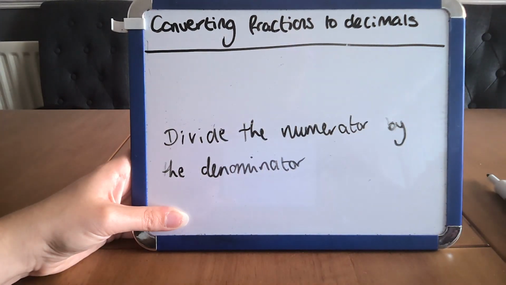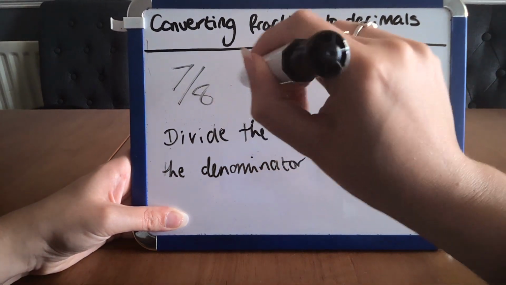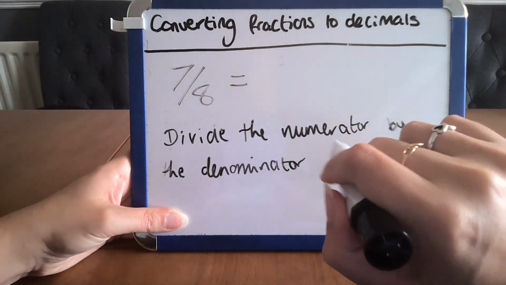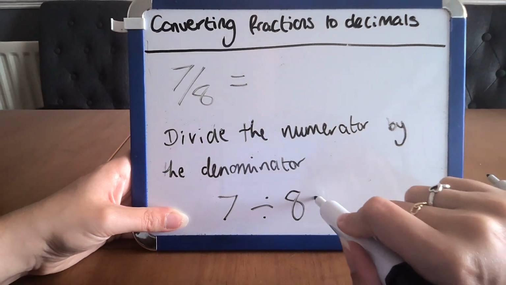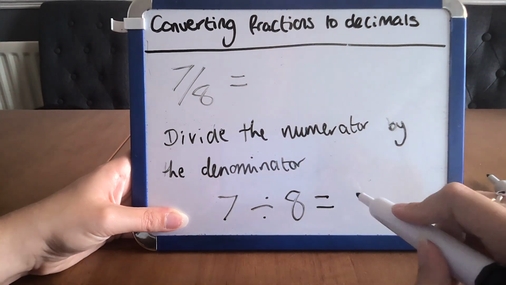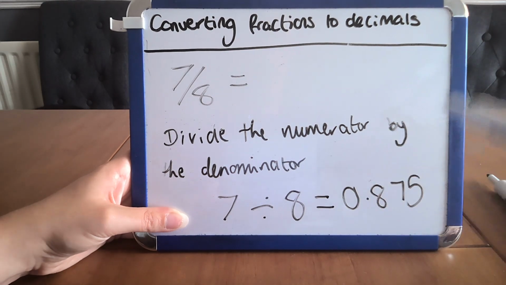Another one that you might need to use your calculator for, for example, is 7/8. So we take our numerator, which is our top number, divide it by the denominator, and when you put that into the calculator, it comes out with 0.875.